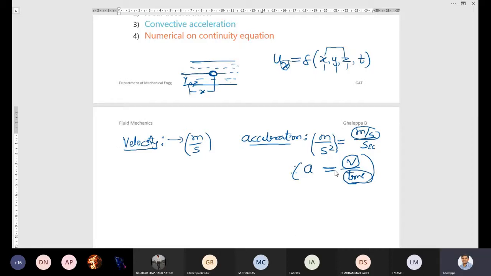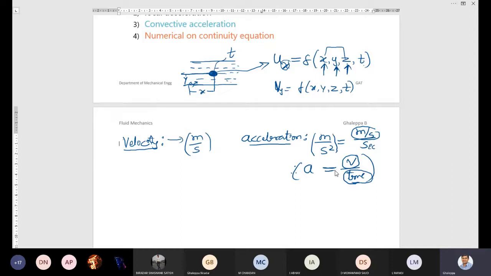Again, the property at this point is also changing with respect to time. So the velocity you have measured at this point is a function of the x space coordinate, y coordinate as well as z coordinate, and it is a function of time. Similarly, if you are calculating the velocity v along the y direction, then it is a function of x, y, z, and time. This is how you need to understand the functions of variables, dependent variables and independent variables.